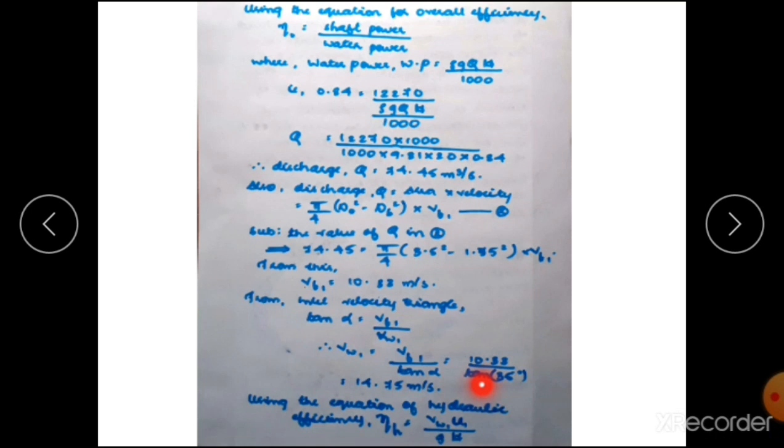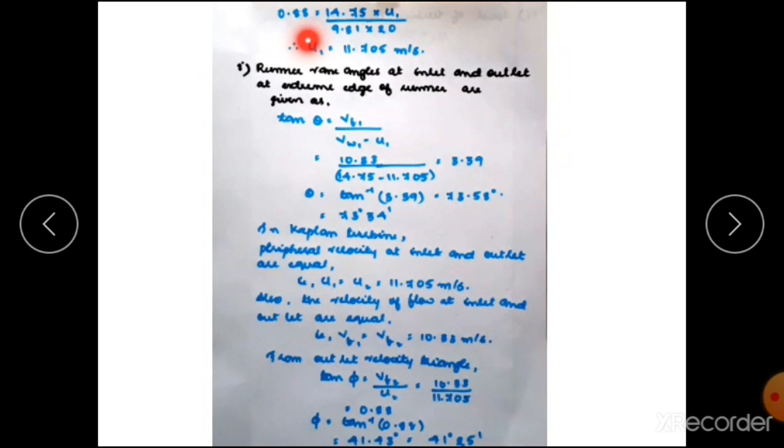Using the equation of hydraulic efficiency, eta h, which is Vw1 U1 divided by g H, and substituting eta h as 0.88, Vw1 as 14.75, g as 9.81 and H as 20, we get the value of the peripheral velocity at inlet, U1, as 11.705 meter per second.